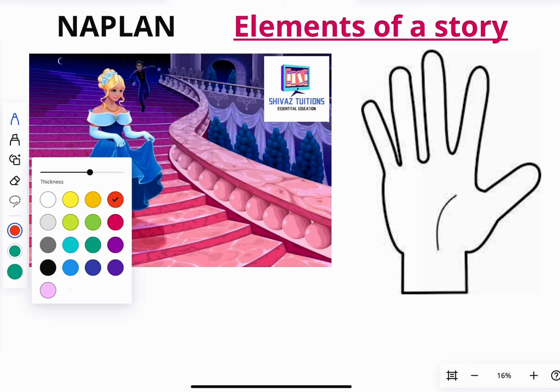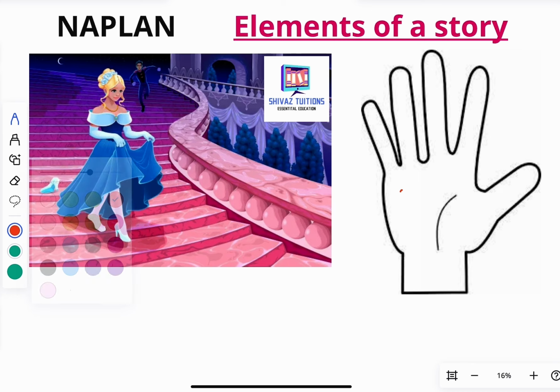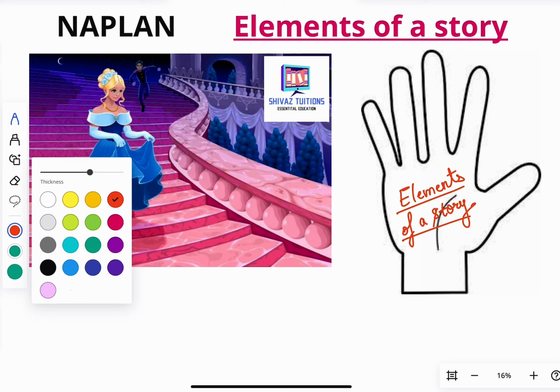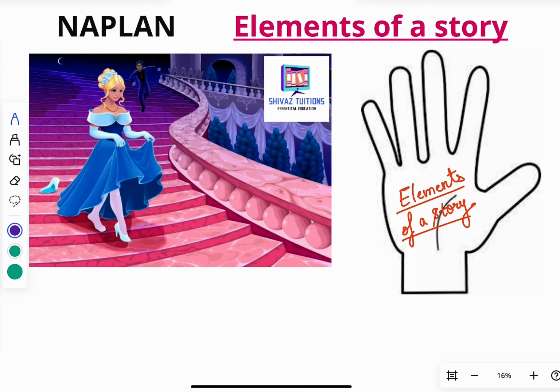So what I'm doing, you can just write elements of a story. So what you can do, you can just trace your hand, okay? Elements of a story. So when I'm doing creative writing, how do I remember these things, okay? So just have a look. It's a fun way. So the first thumb represents the plot of a story, okay?